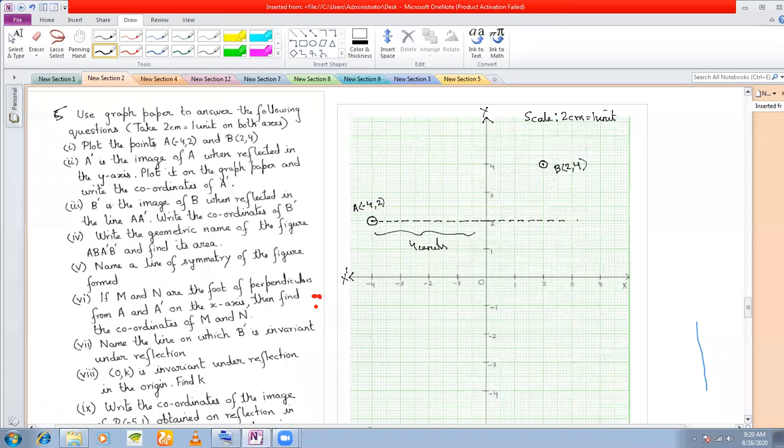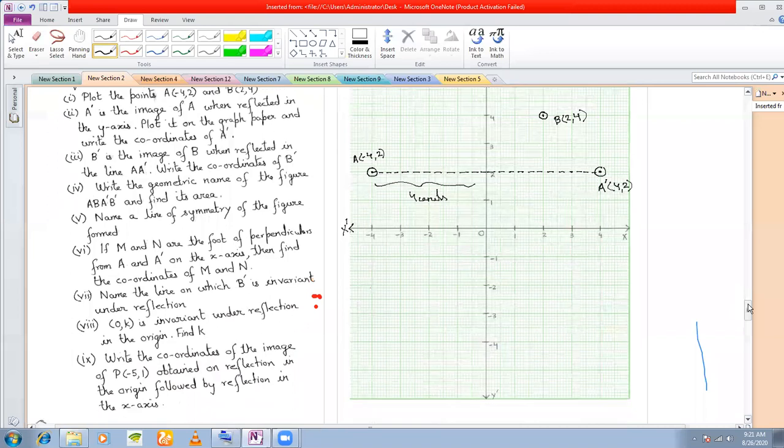We stop here at 4. So this we get A dashed. A dashed is an image of it. So A dashed, what are the coordinates of this? 4, 2. Okay. So this is what we have done. Plot it on the graph paper and write the coordinates of A dashed. So I've written the coordinates of A dashed here.